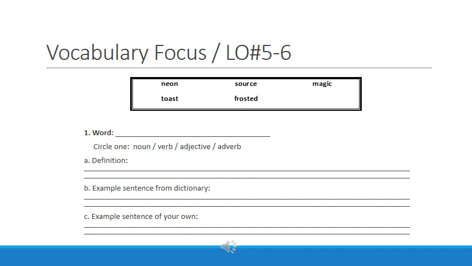The next part of the lesson is a vocabulary focus, which uses 5 words from the second 1,000 most common words in English. Those are words that students at the A2 level should be exposed to. They include neon, toast, source, frosted, and magic. These are 5 words that the students might or might not know, but I want to use them as a basis for dictionary work. I'm choosing to go with dictionary work rather than a cloze exercise or another typical vocabulary exercise because students get those other exercises in the course book.